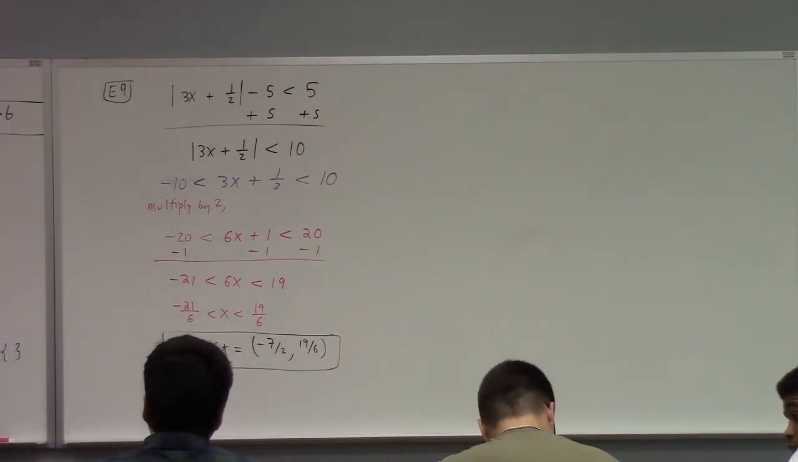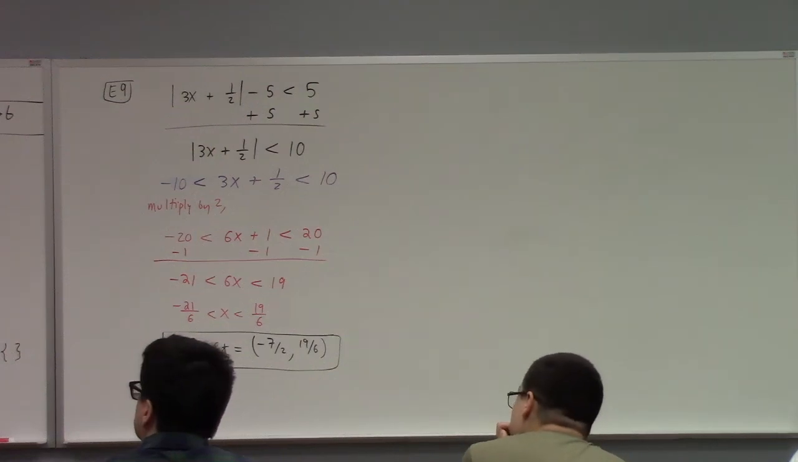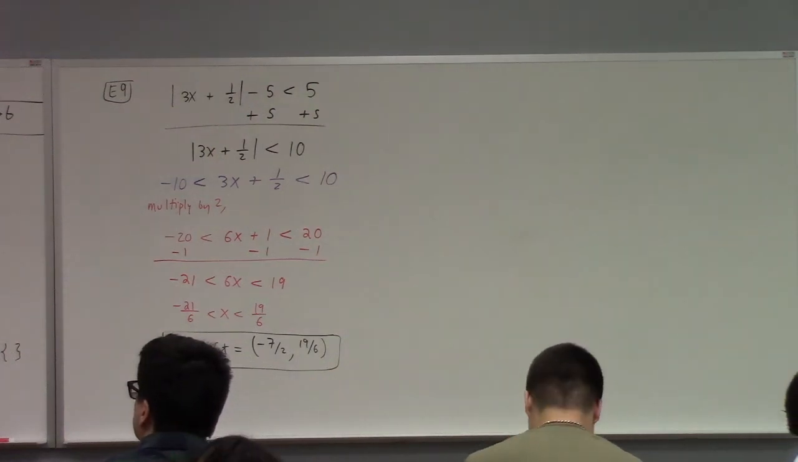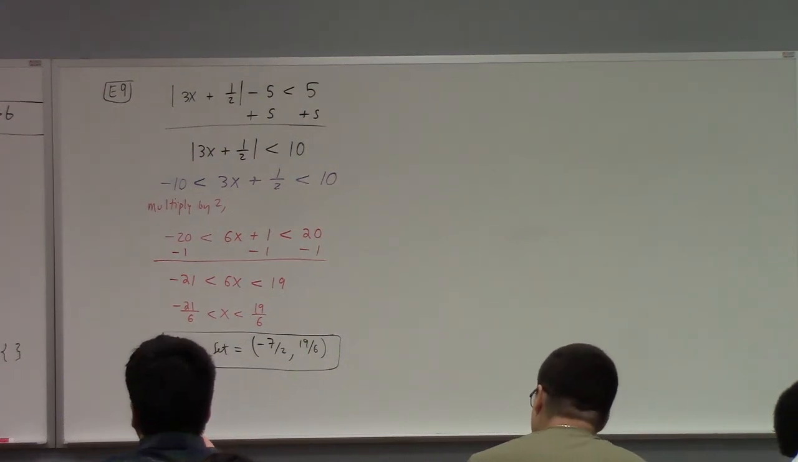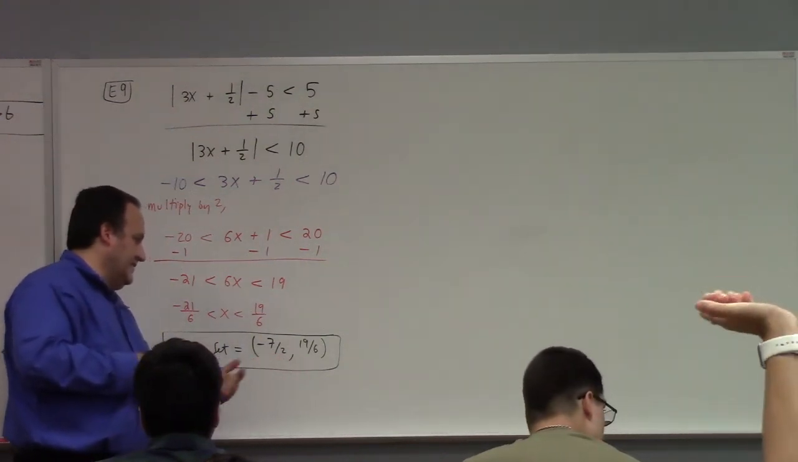So less than absolute value is nicer. Like the greater than, you have to break up into these 2 cases and union the thing, but the less than is nicer. Do you also write that in interval notation? This is interval notation. Sorry. That's okay, but right here. That's the interval notation.